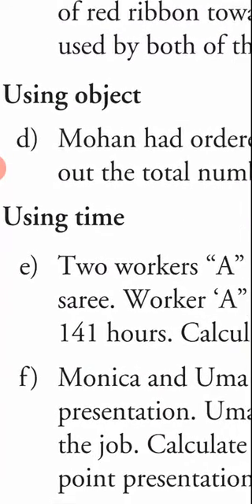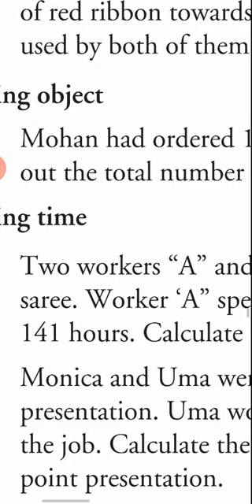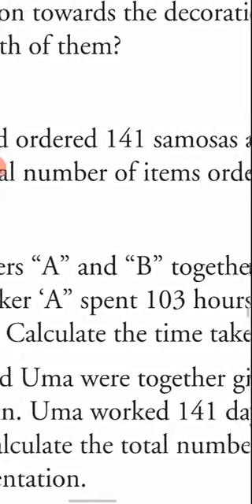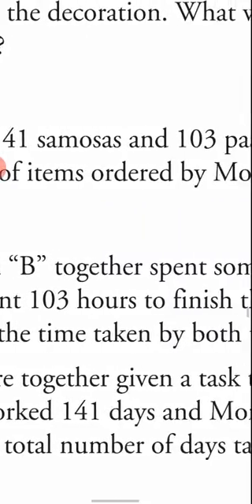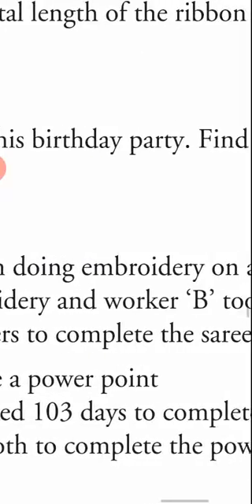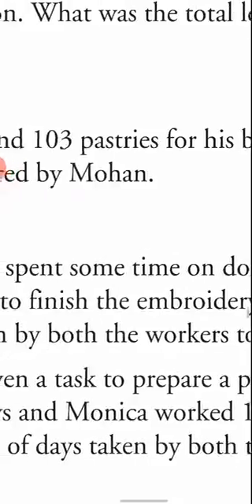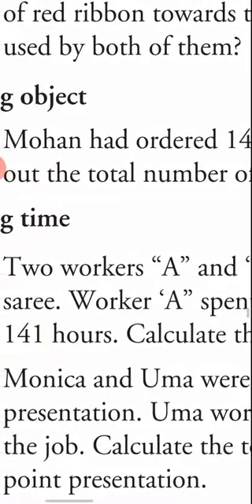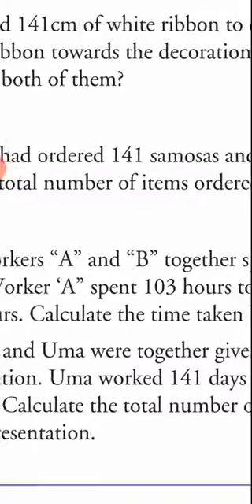Then we have another category, that is using object. We have the same digits 141 plus 103 and we need to show how we will make the statement using object. So let us see. Mohan had ordered 141 samosas and 103 pastries for his birthday party. Right. Find the total number of items ordered.